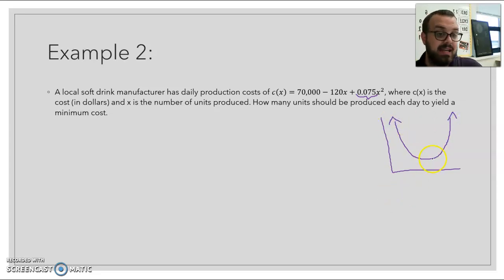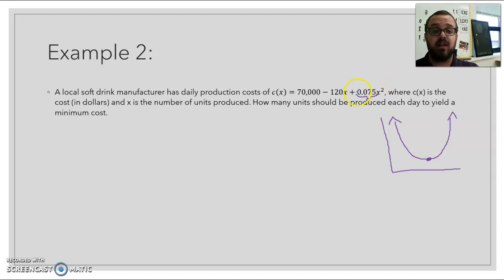Okay, and once again, this vertex is going to be my minimum in this one. When it opens as a U, it's going to be our minimum, which is what we're trying to find. How many units should we produce to make a minimum cost? Now, x is the units being produced, C is the cost. They're not asking us what that minimum cost would be. All they are asking for is, what do we need to produce to get to a minimum cost? If you think about it for a business, that would be more important, right? Okay, how many things should we make to be as cheap as possible? That's what we want to do.